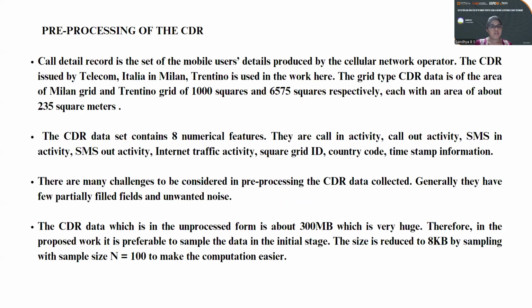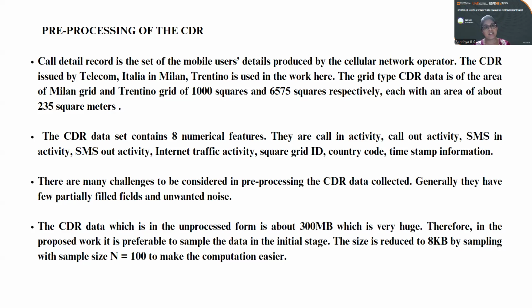Next, pre-processing of the CDR. Call detail record, that is CDR, is the set of mobile users' details produced by the cellular network operator. The CDR issued by Telecom Italia in Milan Trentino is used in the work proposed. The grid type CDR is of area Milan grid and Trentino grid of 1000 squares and 6575 squares respectively, each with an area of about 235 square meters.